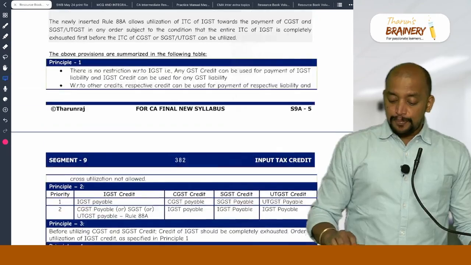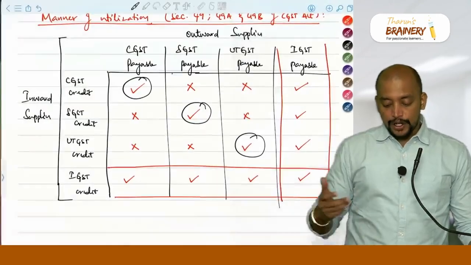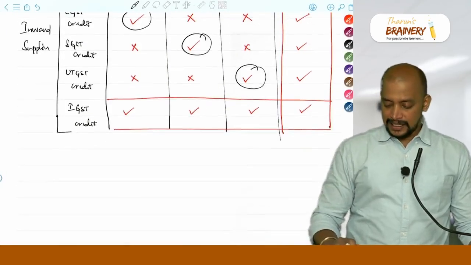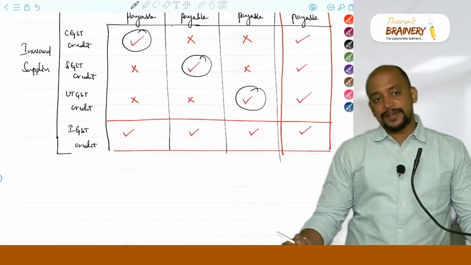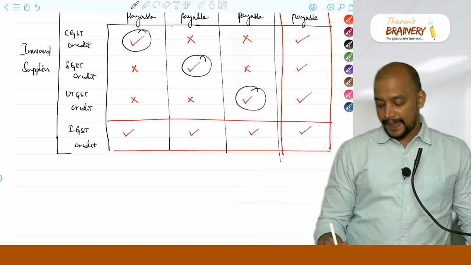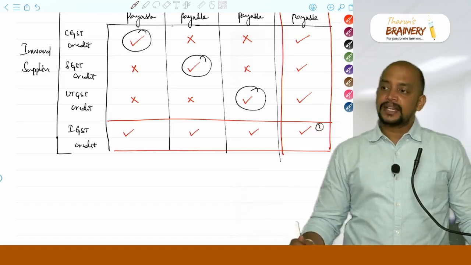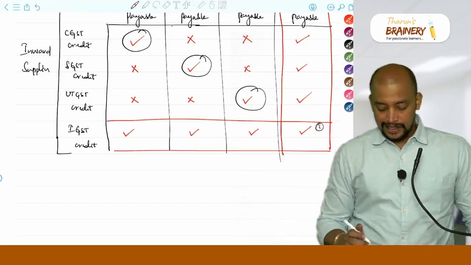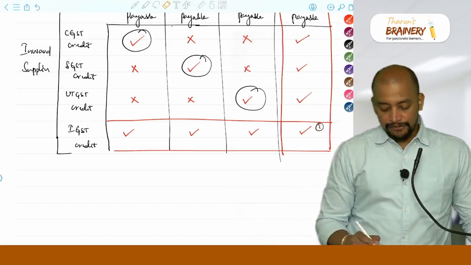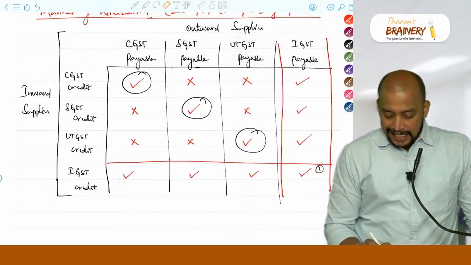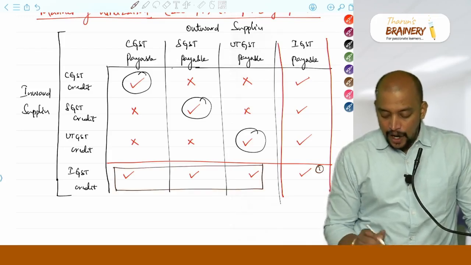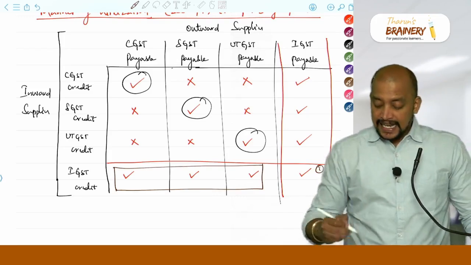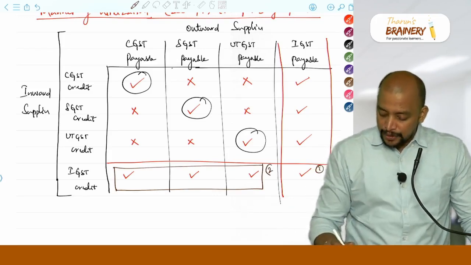And there is a priority, or the order of utilization. Now listen, I have IGST credit. I should use it first for payment of what? IGST liability. Then for payment of what? CGST, SGST or UTGST, in any manner, any proportion.